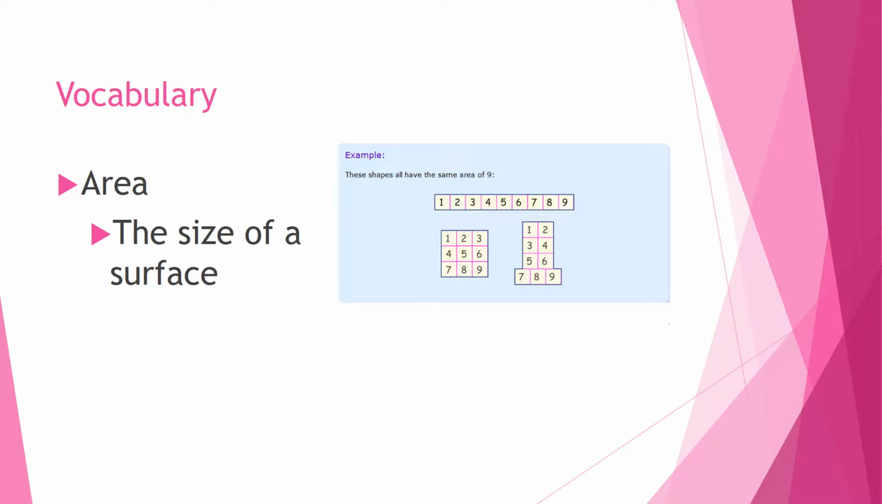Our first vocabulary word is area. We've talked about this before. It's the size of a surface. Remember, all of these have the same area because they all have 9 squares.